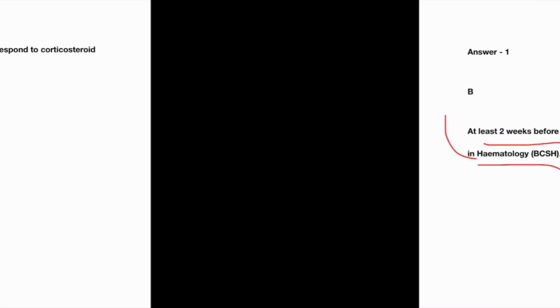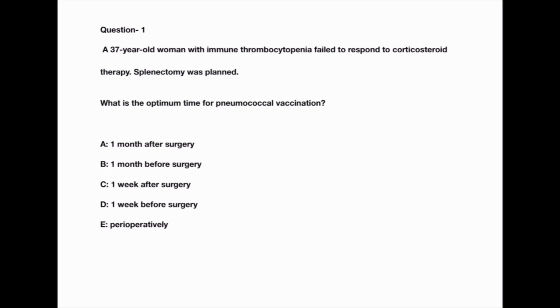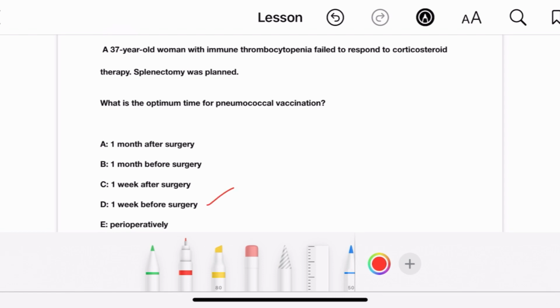vaccination at least 2 weeks before the surgery. So in the options, at least 1 week before is a wrong option, as it is only 1 week. It is never after the surgery, and it is not perioperatively. So option B is the correct answer.